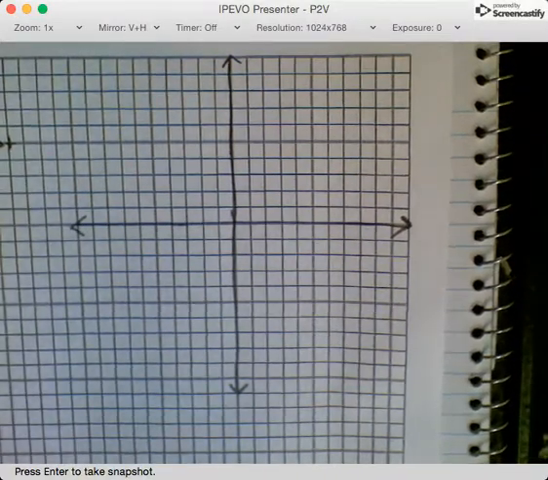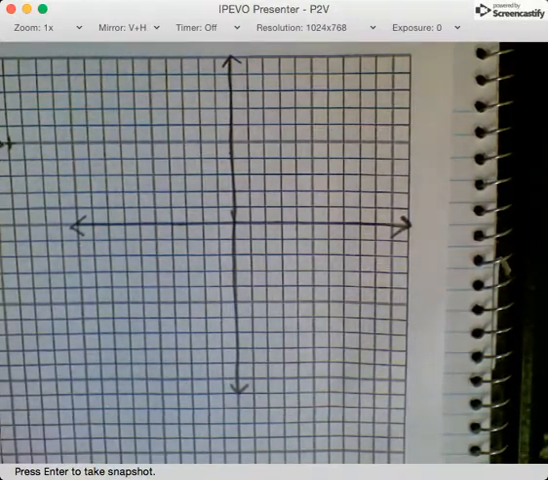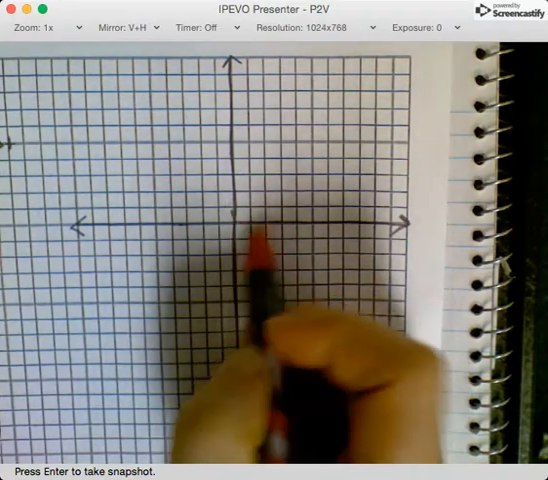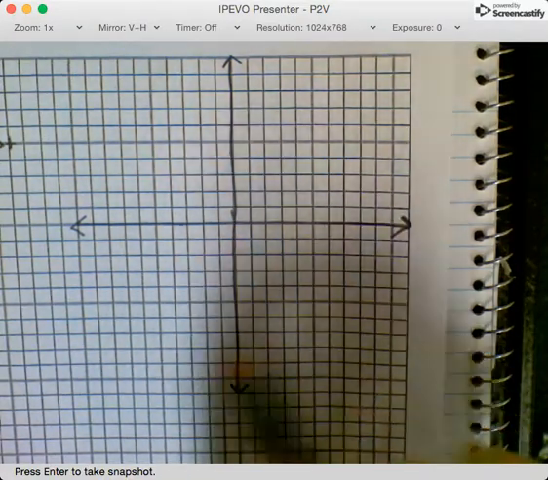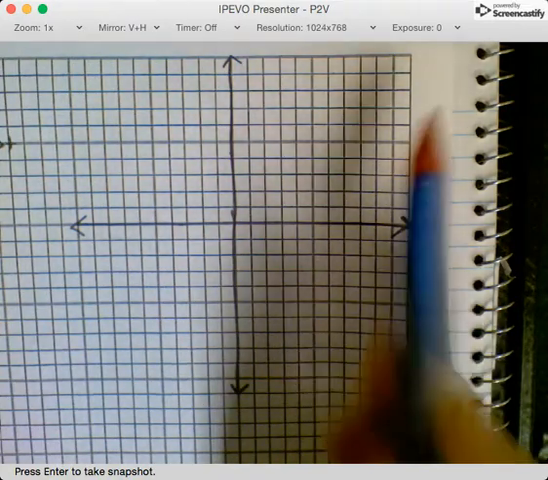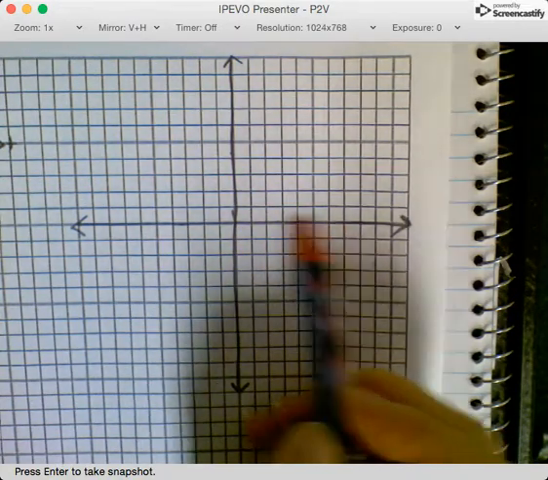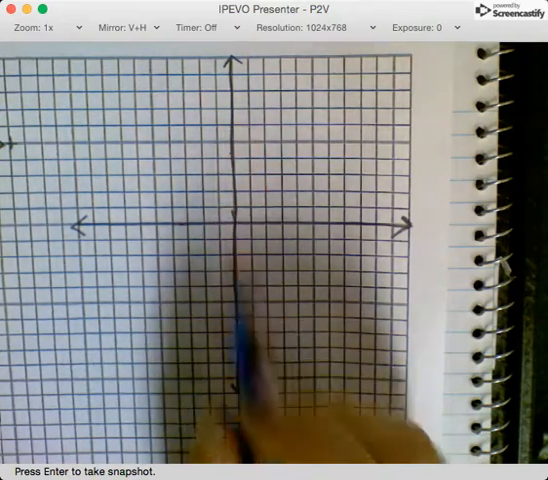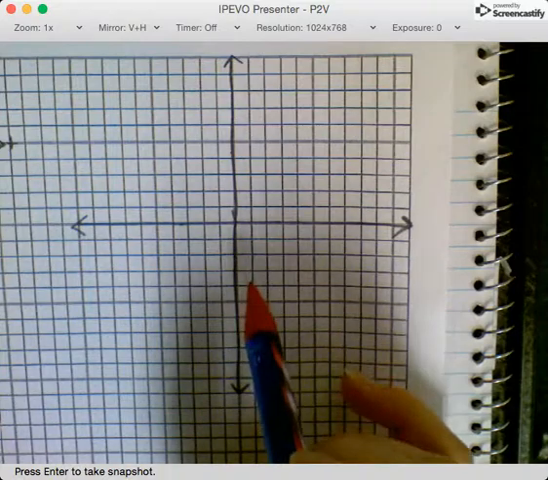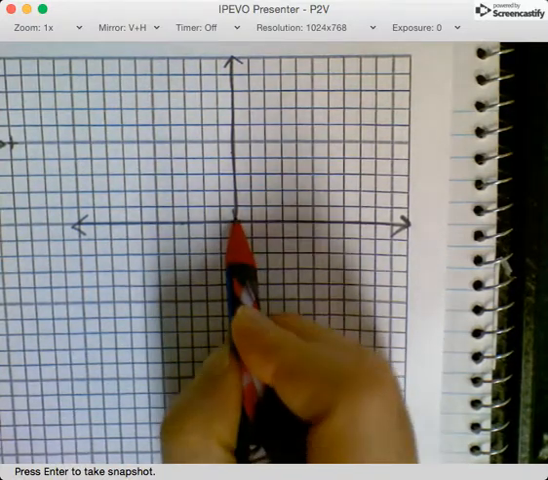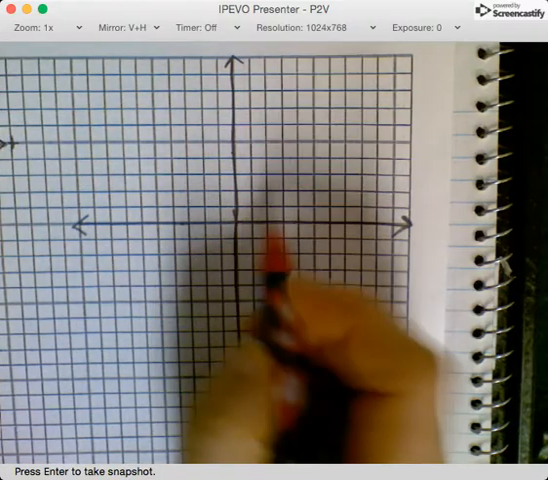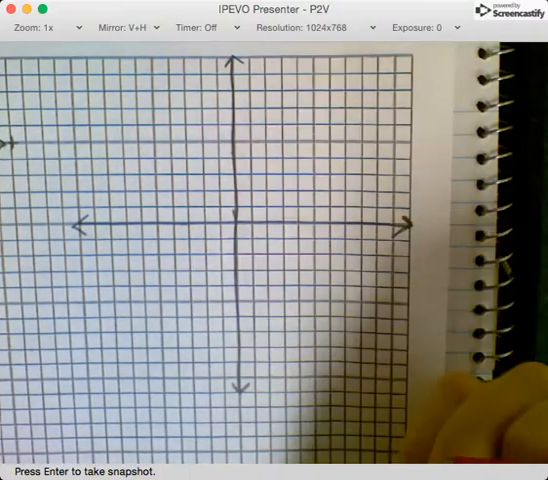Okay, if you recall from my earlier video and other lessons that you've had, this is a coordinate plane. It is like having two number lines put together. The x-axis is going across or horizontally. The y-axis is going up and down or vertically. They meet in the middle at a point which is called the origin, which is 0, 0.